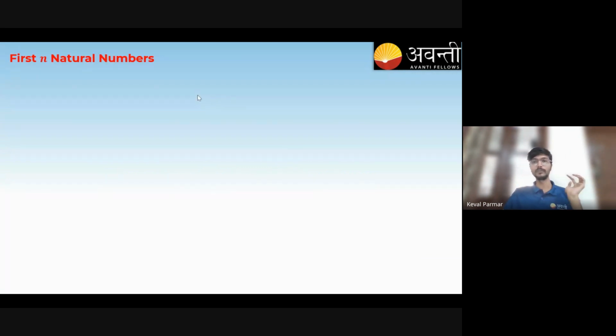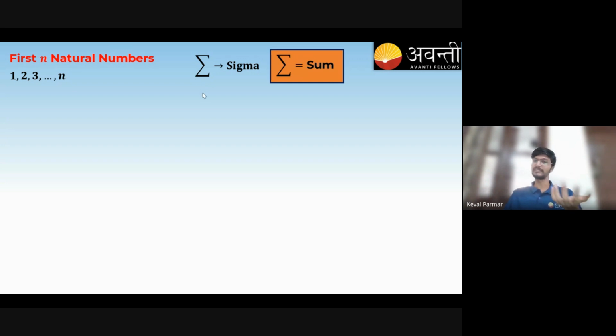Let's say the first n natural numbers will be 1, 2, 3, and so on till n. Let's say this is the sign of sigma. What is meant by sigma? It is basically used for addition, continuous addition. This is the sign of sigma, which is used for continuous addition. Now, in continuous addition we can add anything, like numbers or alphabets, but in mathematics we just have to add numbers. So this also represents sum, as we discussed.